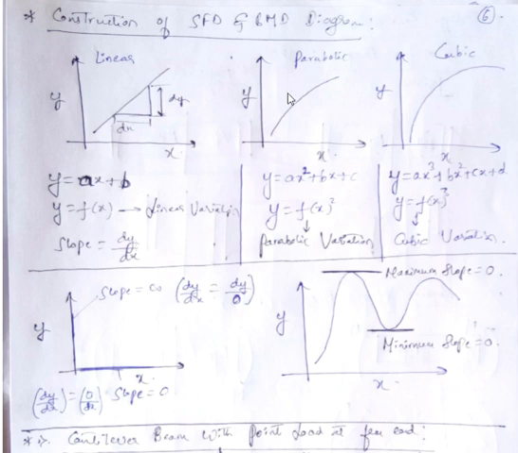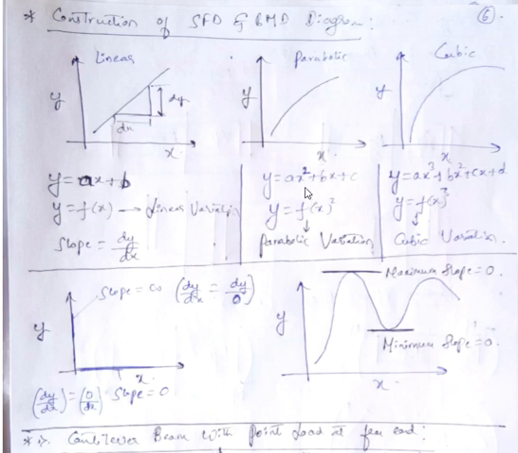Then how to decide whether the curve is parabolic? A parabolic curve is slightly curved. The parabolic equation is given by y is equal to ax square plus bx plus c, where a, b and c are constants. X is the variable. As x changes, y is also going to change.